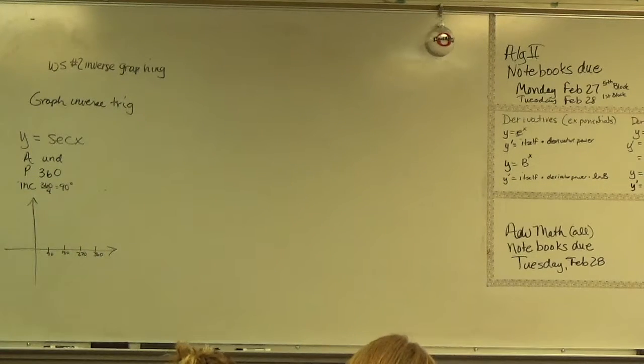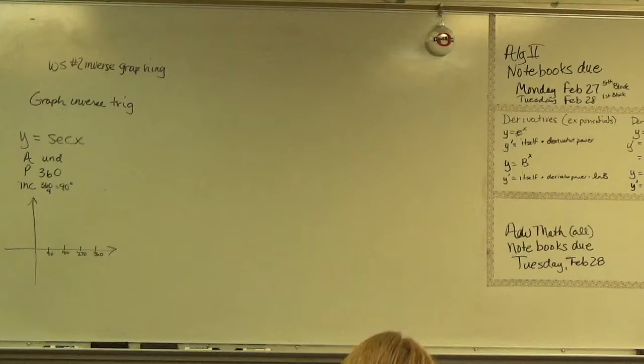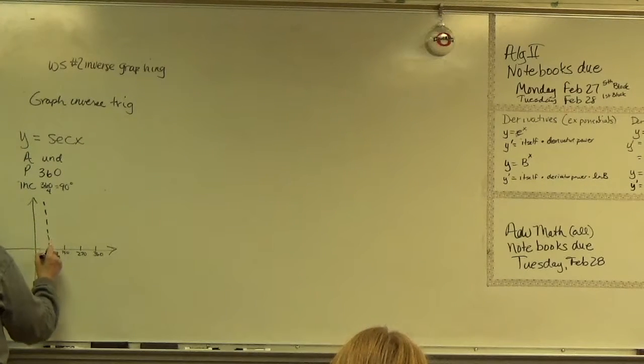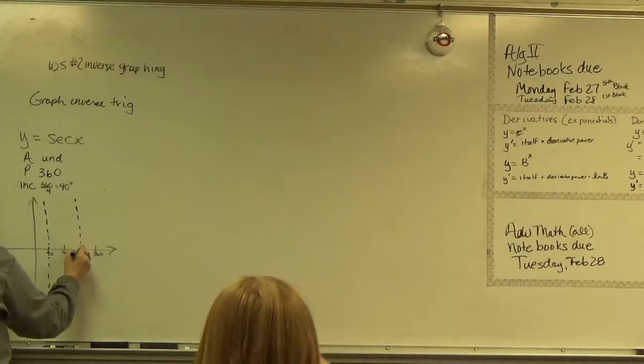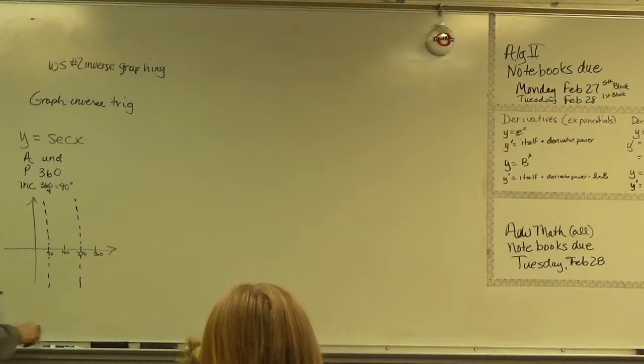And then our asymptotes are where? Where are the asymptotes on a secant curve? No, not beginning, middle, and end. The quarters. Because what's the secant curve look like? Anybody remember what I say it looks like? Window curtains. Okay, so it looks like window curtains.